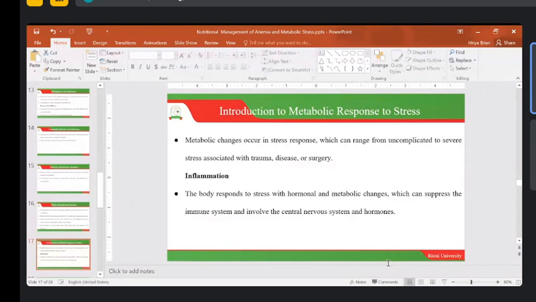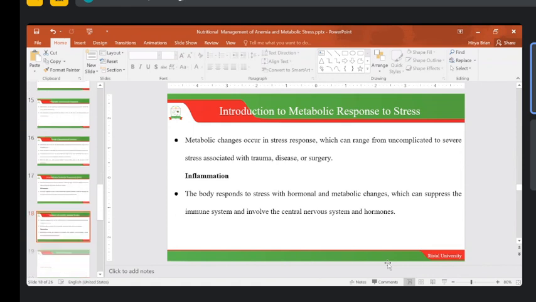So in inflammation, the body responds to stress with hormonal and metabolic changes, which can suppress the immune system and also involve the central nervous system and the different hormones. And you know, a lot of information has been given regarding the function of the different hormones and their triggers, I should say.